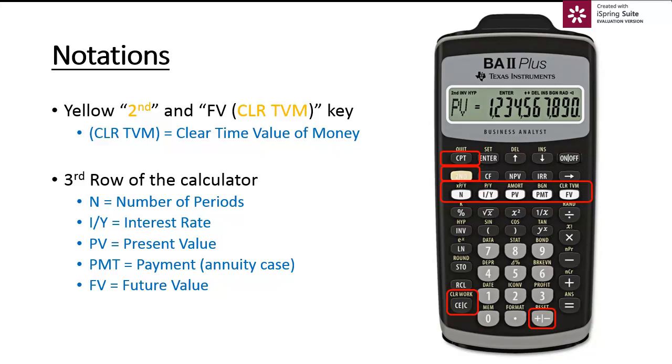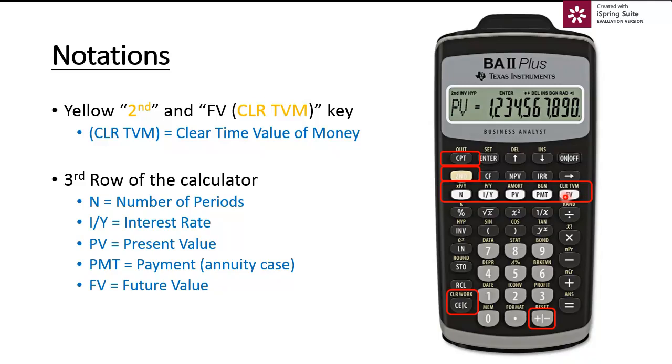In this section, the keys that we will use are located in the third row. Here, N stands for number of periods, IY stands for interest rate, PV stands for present value, PMT stands for payment in the case of an annuity, and FV for future value.